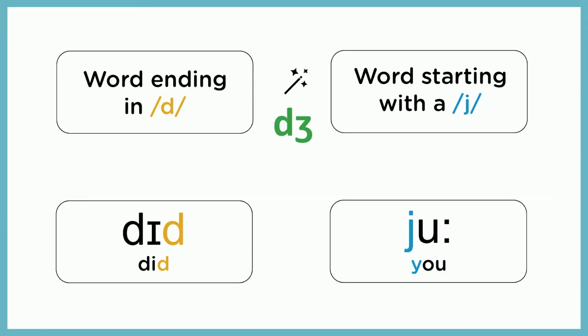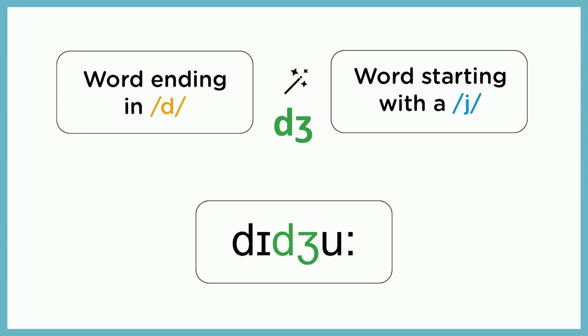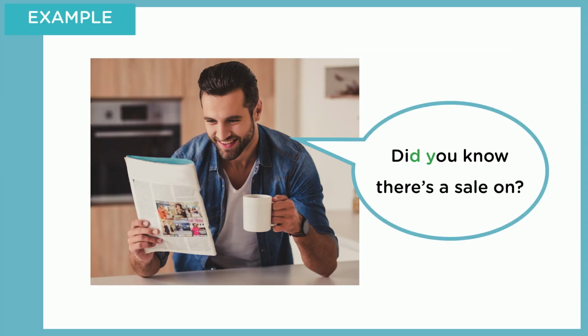All right, next rule. When the first word ends in D, the second again starts with Y, like did you. This time we change it to J, which we can see here in green. This is the J sound, like in the word jam. So combined it becomes did you. Did you know there's a sale on?